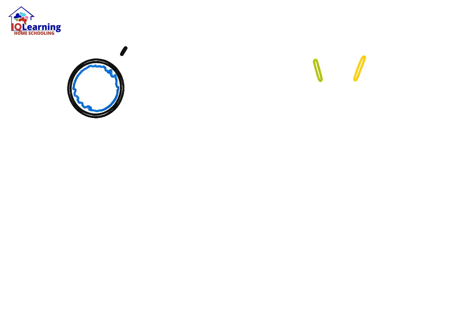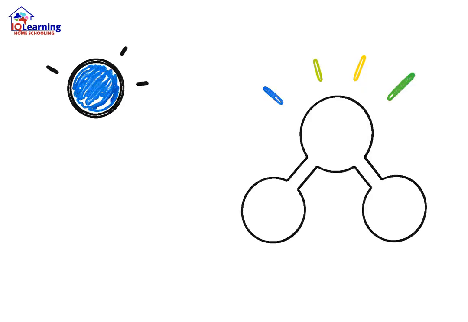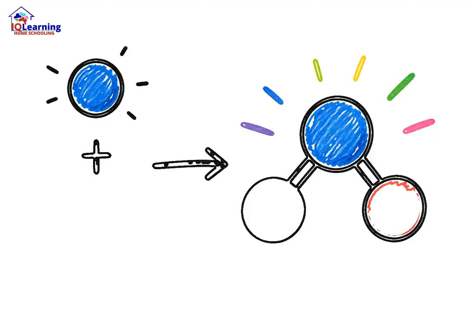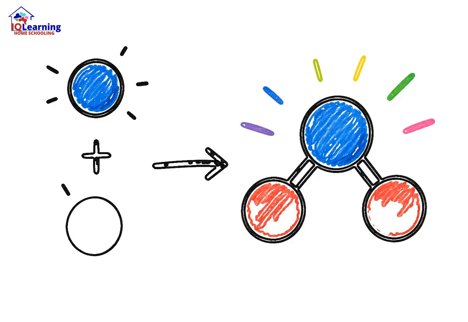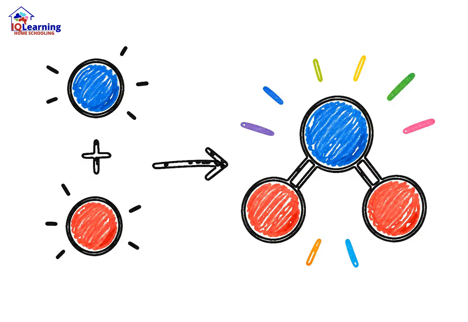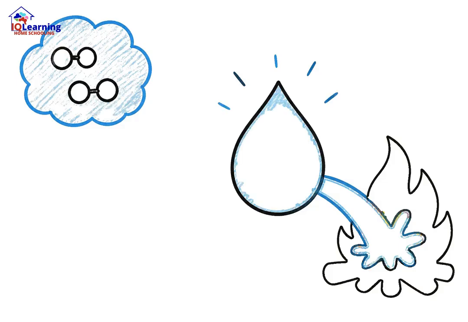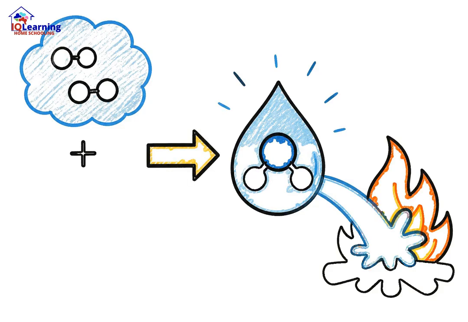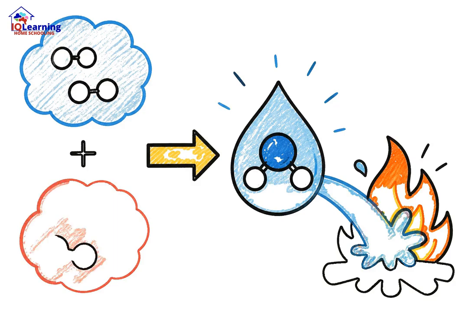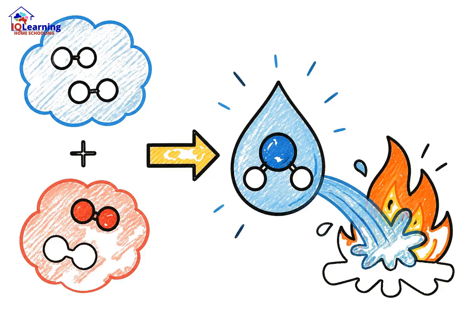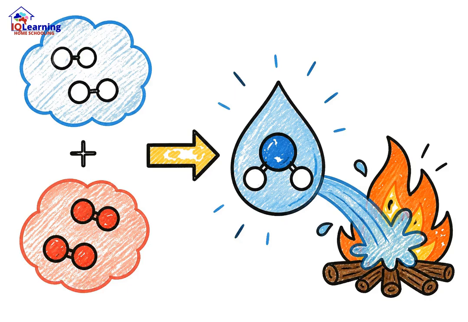A compound is formed when two or more different types of atoms are chemically bonded together. The key here is that they're chemically bonded. This means they've undergone a chemical reaction to form a new substance with entirely new properties. Think of water, H2O. It's made of hydrogen, which is a highly flammable gas, and oxygen, a gas that supports combustion. When they combine to form water, you get a liquid that's used to put out fires. The aha moment is realizing that the new substance is a totally new thing.